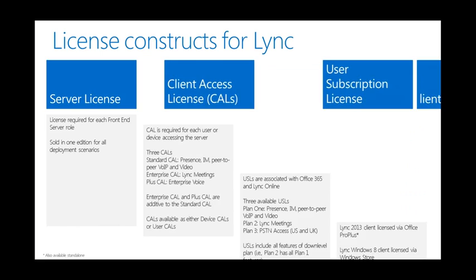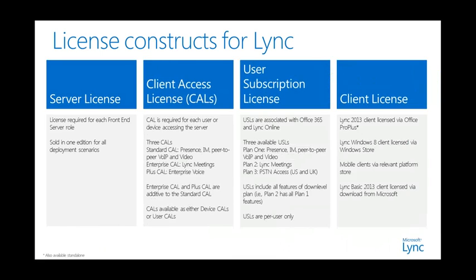So how are the licenses all put together? You start off with the server license if you're going to do an on-premise deployment, and as I said before, a license is required for each front-end server role on that, and there's one edition now. Previously there was two editions. You then need the client access licenses, the standard CAL, like I said before: presence, instant messaging, peer-to-peer, voice over IP, and video. Enterprise CAL gives those the meetings and conferencing, and the Plus CAL gives the enterprise voice.